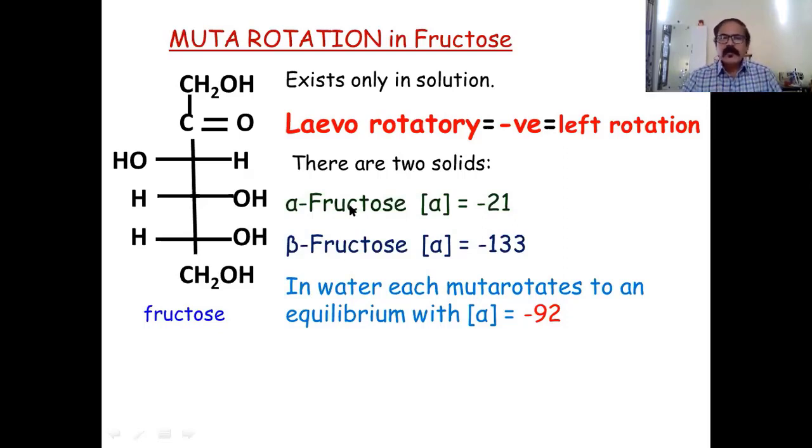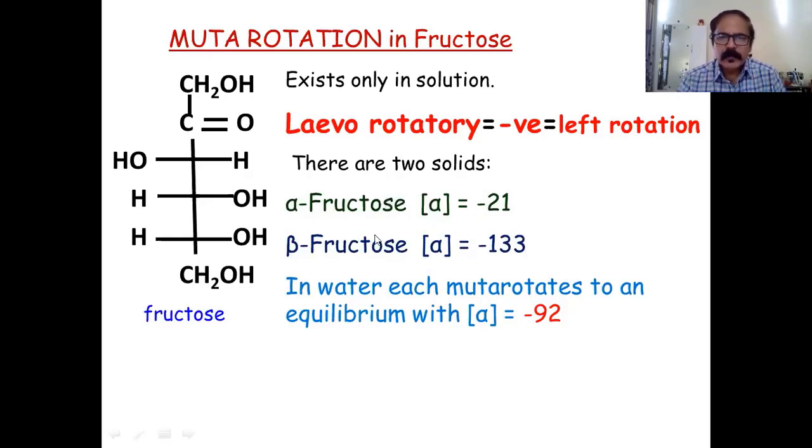Compounds that are the same in everything, with the only difference being the rotation of plane polarized light, are called optical isomers. So alpha fructose and beta fructose are optical isomers. Alpha fructose shows a specific rotation of -21 and beta fructose has a specific rotation of -33.